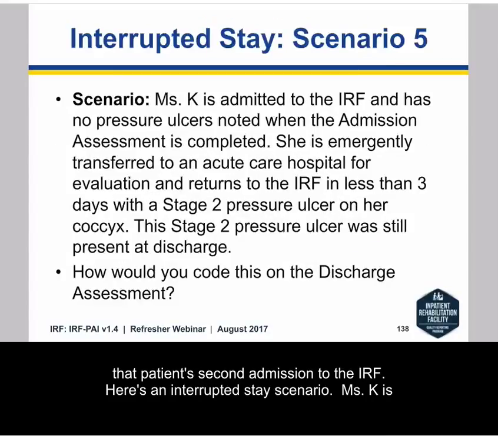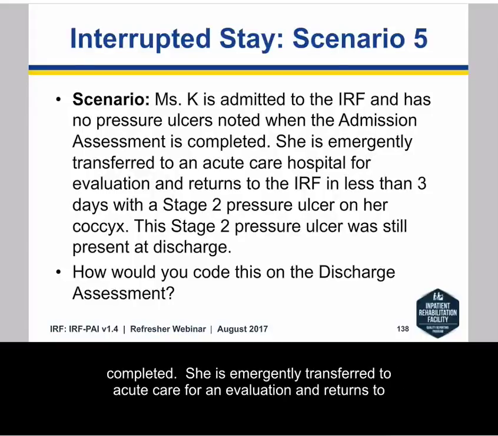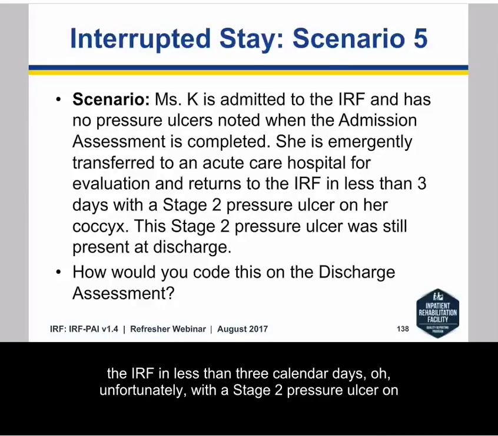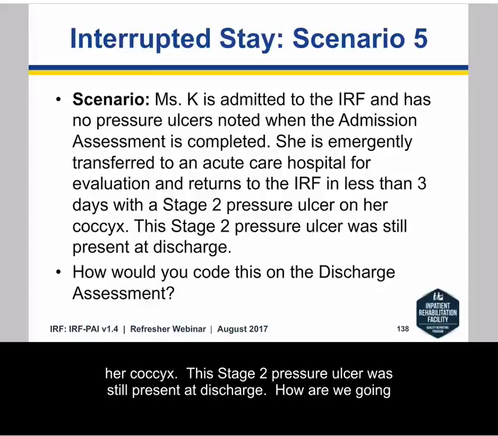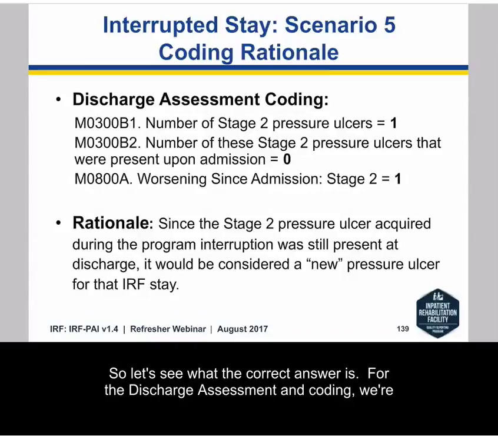Here's an interrupted stay scenario. Mrs. K is admitted to the IRF and has no pressure ulcers noted when the admission assessment is completed. She is emergently transferred to acute care for an evaluation and returns to the IRF in less than 3 calendar days, unfortunately with a stage 2 pressure ulcer on her coccyx. This stage 2 pressure ulcer was still present at discharge. How are we going to code this situation on the discharge assessment? This is an interrupted stay scenario, so let's see what the correct answer is.